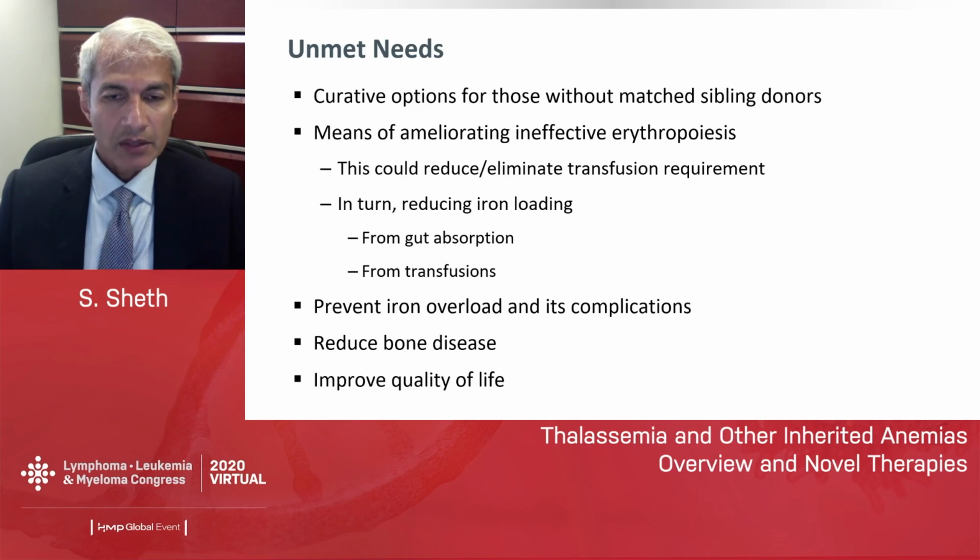And so the possibility for these individuals without matched sibling donors is going to suddenly get much, much better as well. Having a means of ameliorating ineffective erythropoiesis would go a long way in reducing or eliminating transfusion requirements, in turn reducing iron overload, both from the gut as well as from transfusion, and therefore preventing iron overload and its complications.